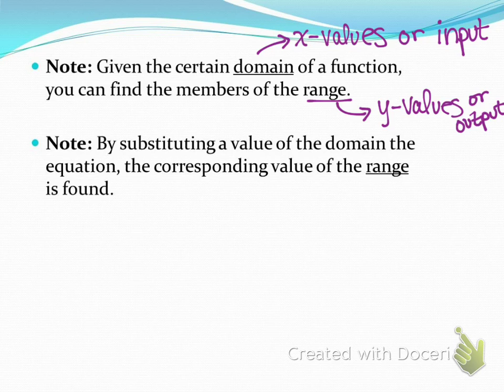By substituting a value of the domain into the equation, the corresponding value of the range is found. This is just like when we had x's and we found y's to go with them. Right, we've done this before. It is extraordinarily similar to making an XY table. Just in this case, we usually will not pick what gets plugged in. They're going to tell us what we have to plug in.